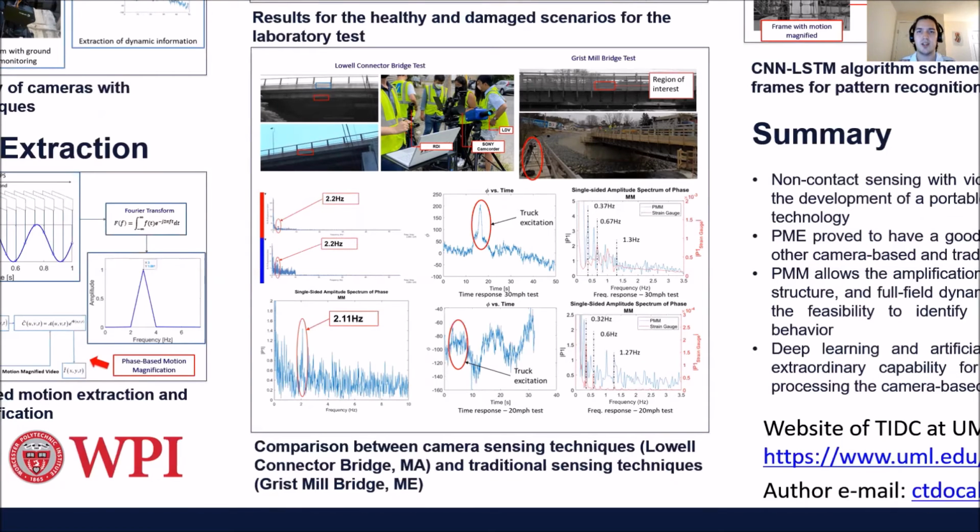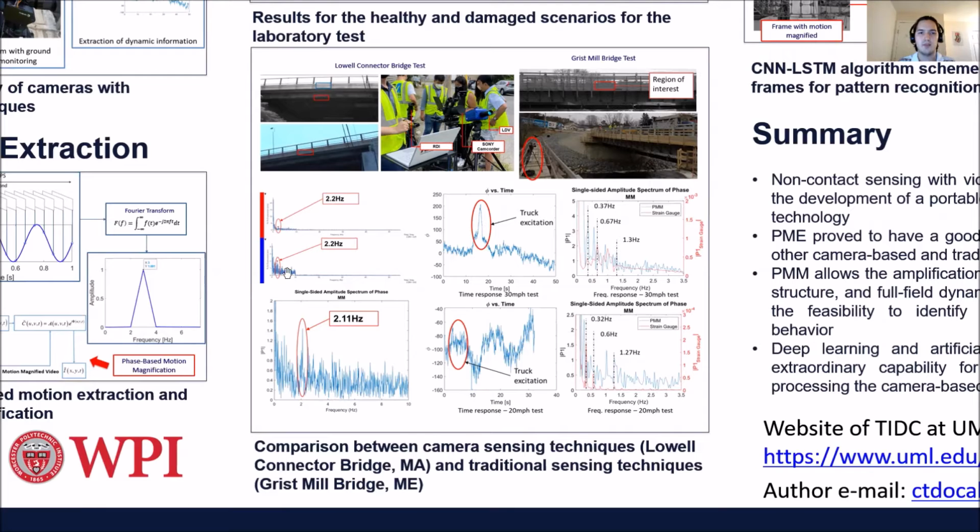We also did two tests on real bridges, one of them located in Lowell, Massachusetts, and the other one, the Gristmill Bridge, located in Hampton, Maine, in order to compare the phase-based motion extraction and phase-based motion magnification with other software that uses camera-based sensing techniques, and with traditional sensing techniques, to see how accurate our system is.